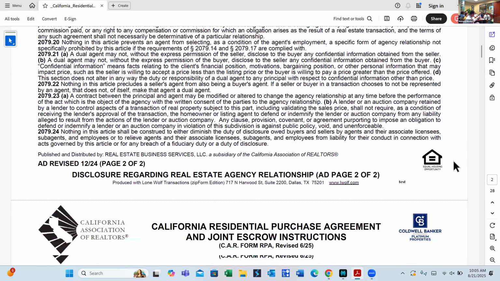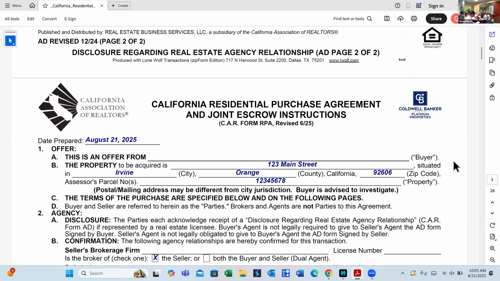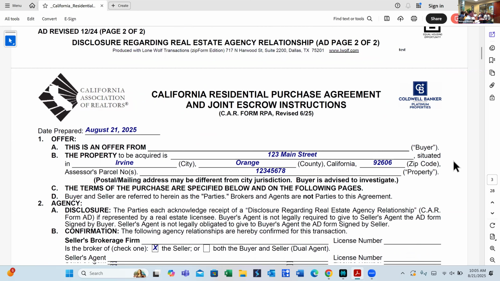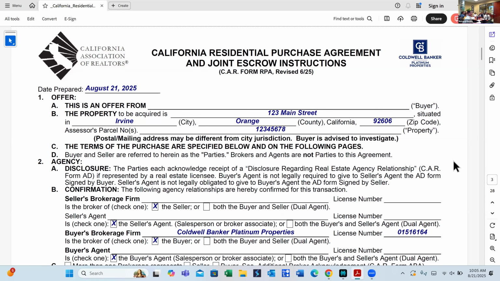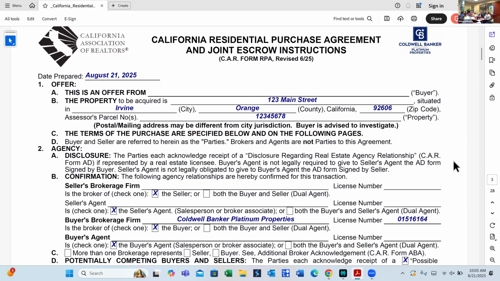And then the next form. This is interesting, the way to order. There are other disclosures in here, but right now it's going directly to the California Residential Purchase Agreement. There are other documents in here that are going to be required. We'll go over those later. But anyway, if we're going to be writing a purchase contract, the date prepared, in this case for our example, is August 21st of 2020.